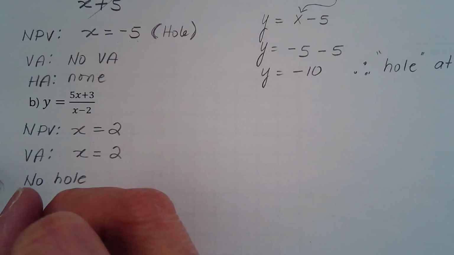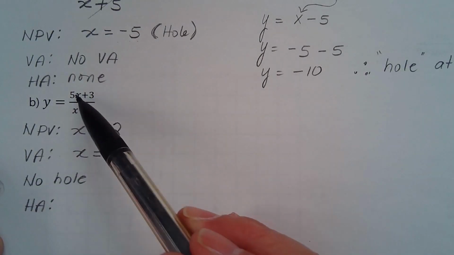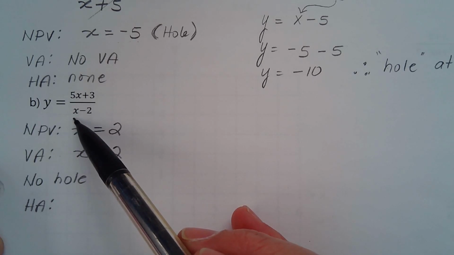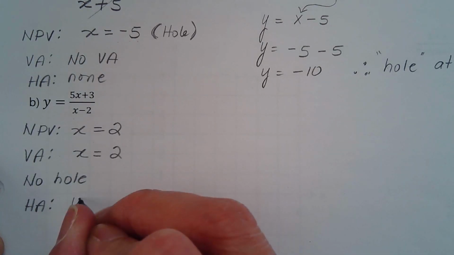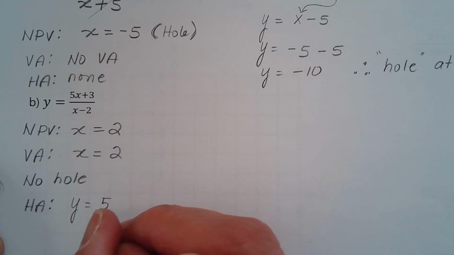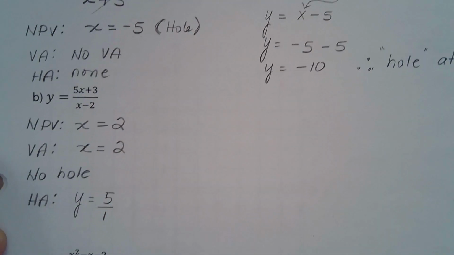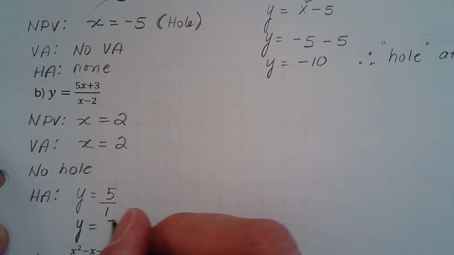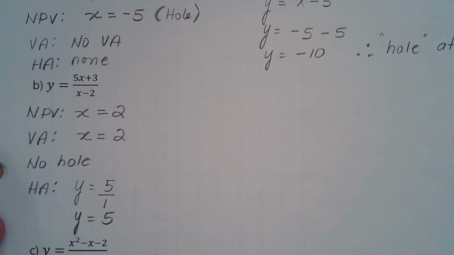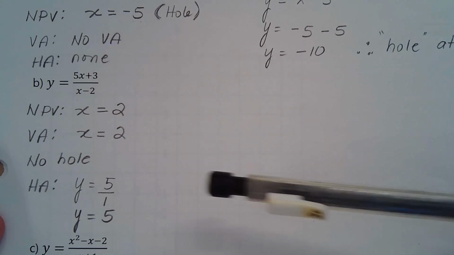And then horizontal asymptote. How do we figure out the horizontal asymptote? The degree of the numerator is equal to the degree of the denominator. So what do we do? 5 divided by 1. Y equals the leading coefficient of the numerator, which is 5, divided by 1. So it's just going to be y equals 5. So in this case, there's a vertical asymptote and a horizontal asymptote.